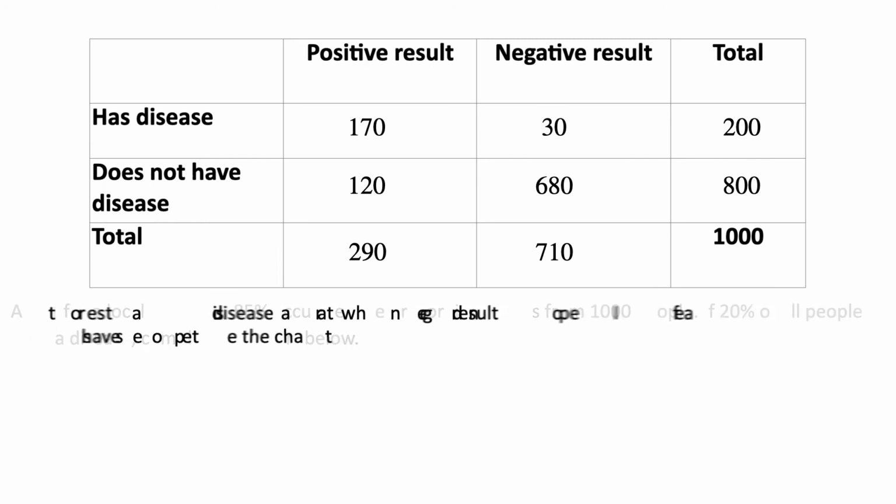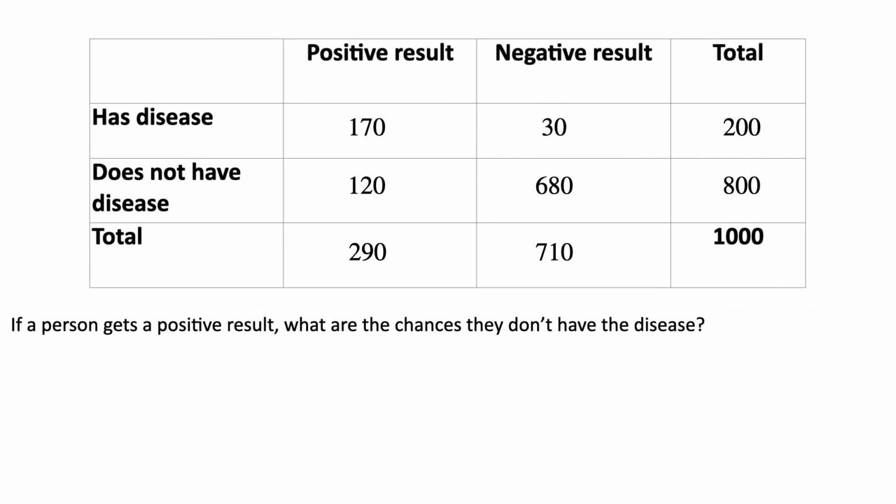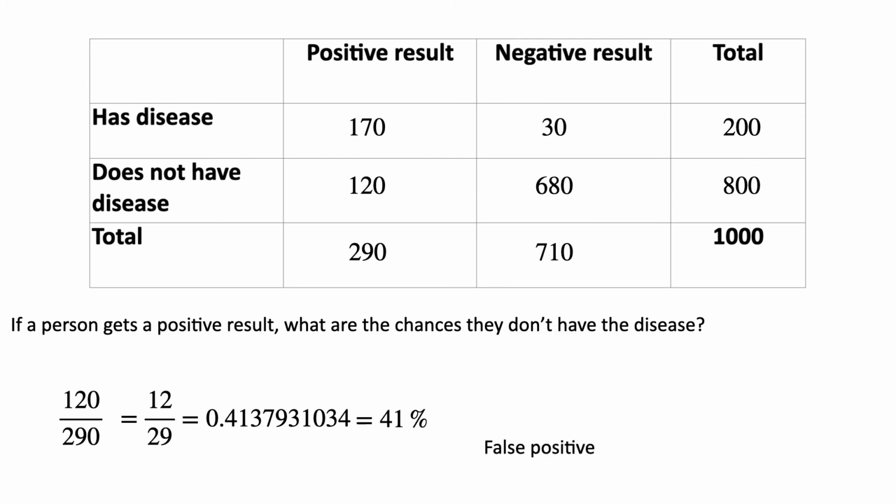All right. Now we can answer some questions. If a person gets a positive test, what are the chances they don't have the disease? So this person tested positive, but what is the chance they don't actually have the disease? So we're only going to consider those that tested positive. 120 people do not have the disease and tested positive, over 290 that tested positive. Roughly 41%. This would be a false positive. They do not have it, they tested positive. False meaning incorrect. Positive meaning they tested positive for the disease.